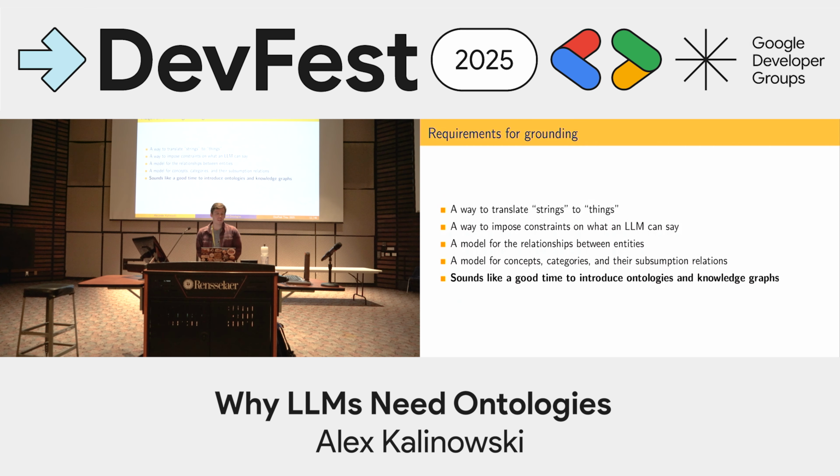So back to our requirements. Like I mentioned before, we need a way to translate strings into things. And we need a way of imposing constraints on LLMs. What are you allowed to output? So if we ask for a city and it gives us a date, clearly wrong. We also need to model the relationships between certain entities, because we wouldn't want those relational constraints to be invalidated either. So we really want a model for concepts, categories, and their subsumption hierarchies.